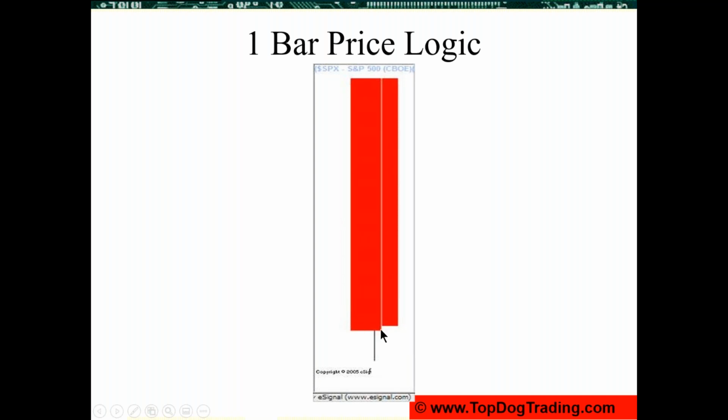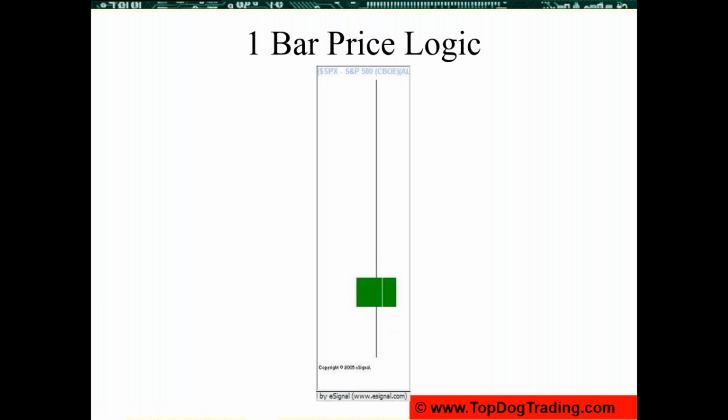We want the close to be within about 25%, no more than 30% away from the low in order for it to be a very, very bearish bar. All right, knowing just these two principles will help you understand candlesticks and bars. So let's apply it here.